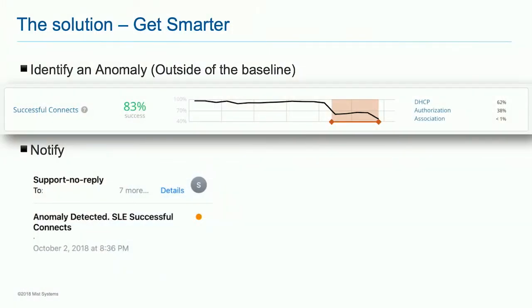And then once you identify the baseline and identify the anomaly, you have to notify. This could be an email, this could be a Slack notification, this could be a PagerDuty. This could be anything that you want it to be. And finally, you have to take action on that. And whatever that action is, you know what the issue is, you can then go address it. So in this case, it was a DHCP issue where the DHCP server wasn't responding to requests.